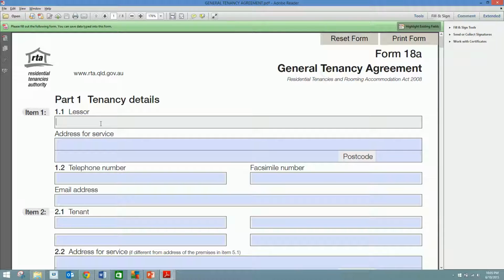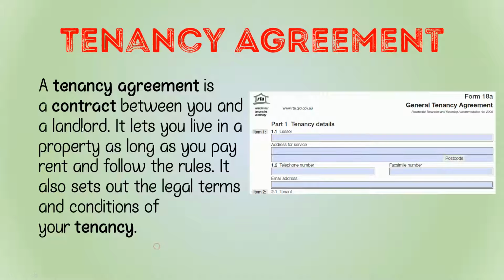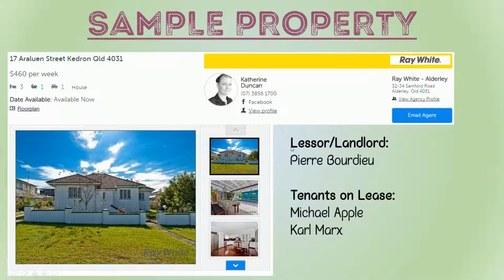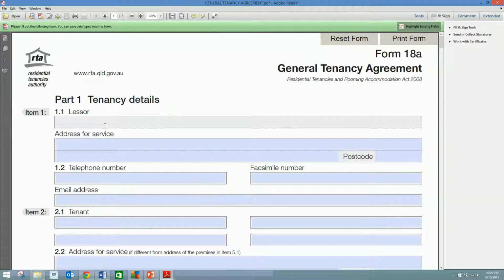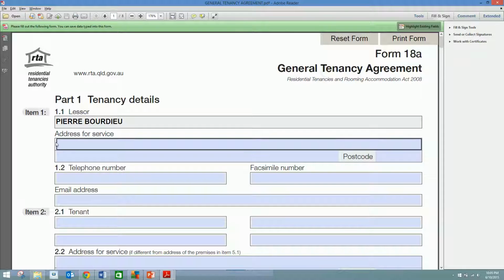Okay, so the lessor is the name of the person who owns the property. And we know from, I'll just skip back a little. Okay, we know from here that the lessor is Pierre Bourdieu, so we write his name in here. Now you should write in capital letters and in a black or blue pen. Okay, so you write the name in. Remember, you're writing this in the booklet, in the form that's part of your booklet.